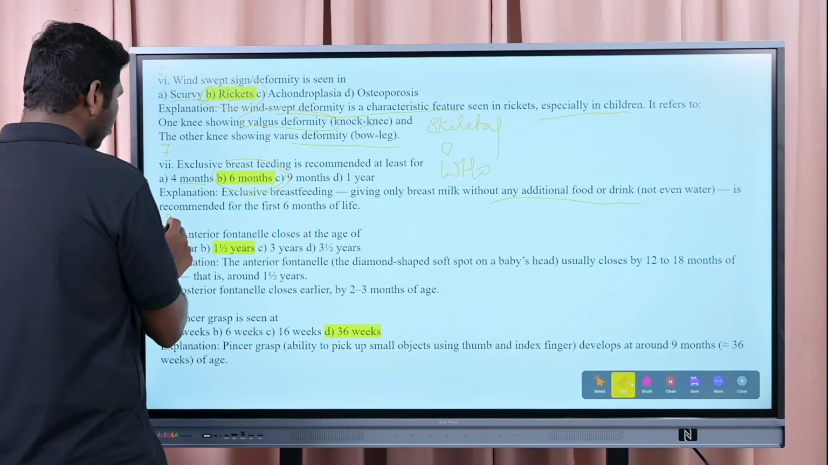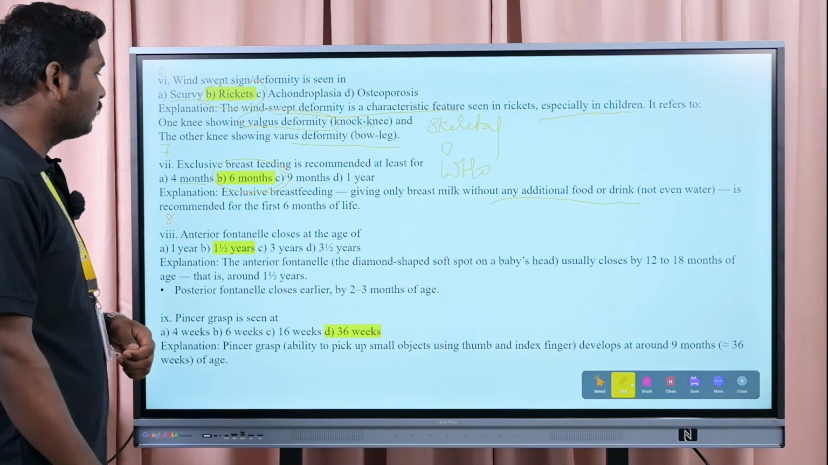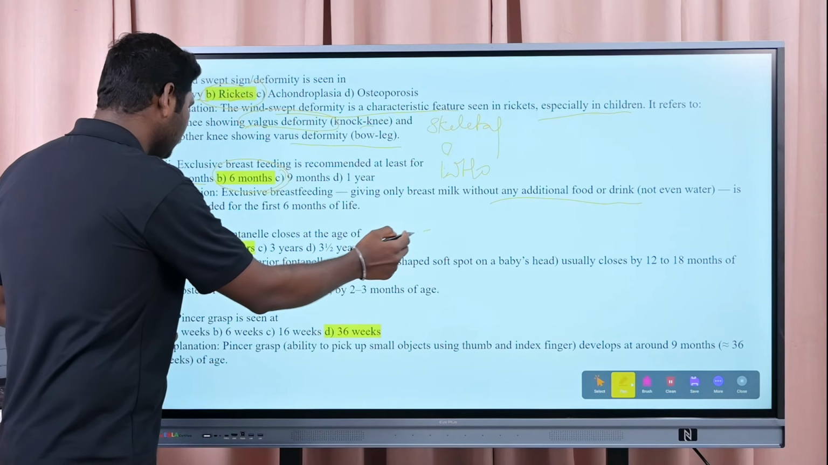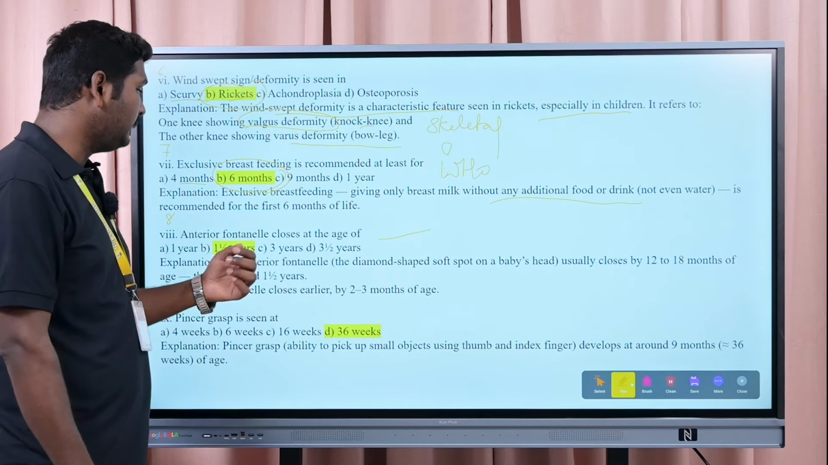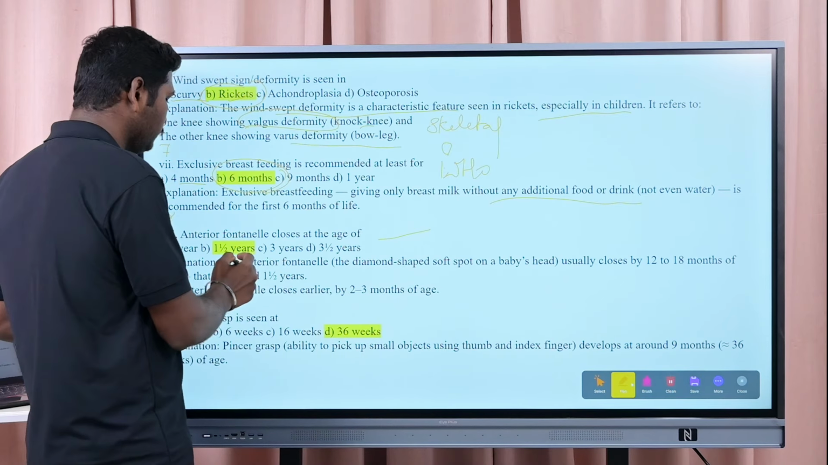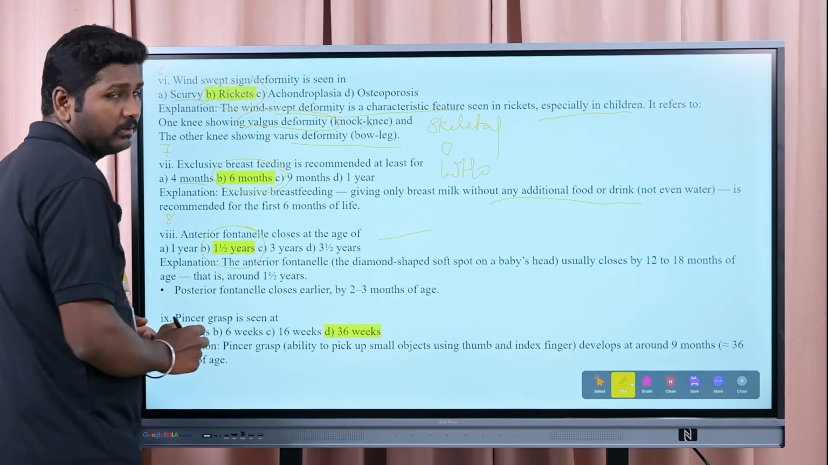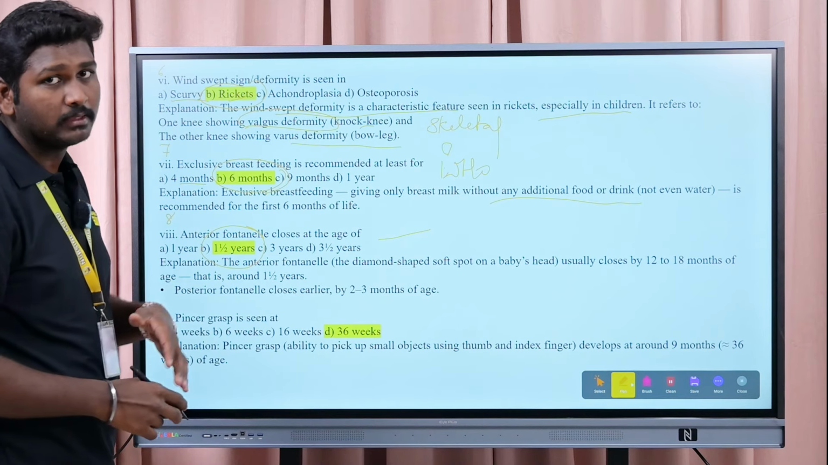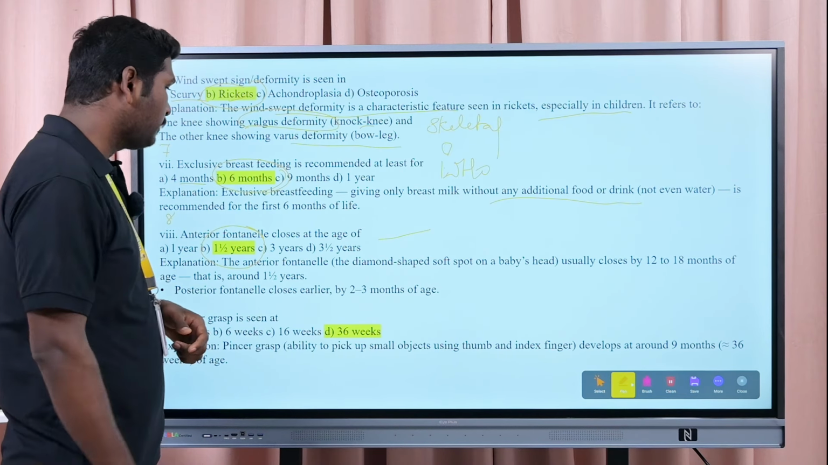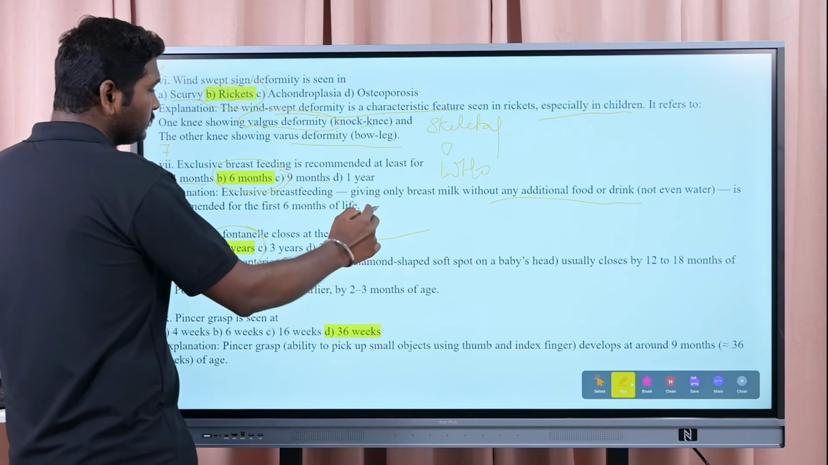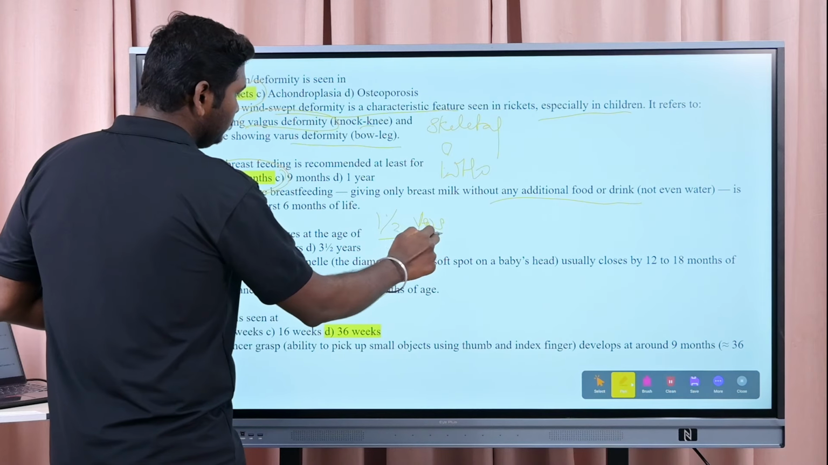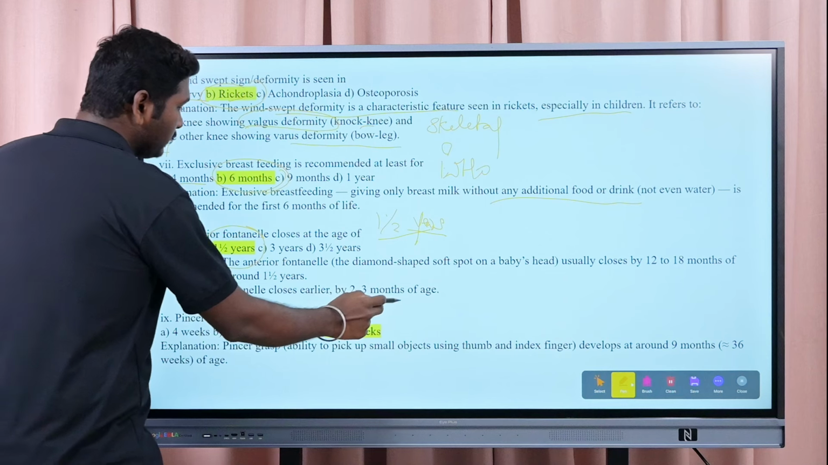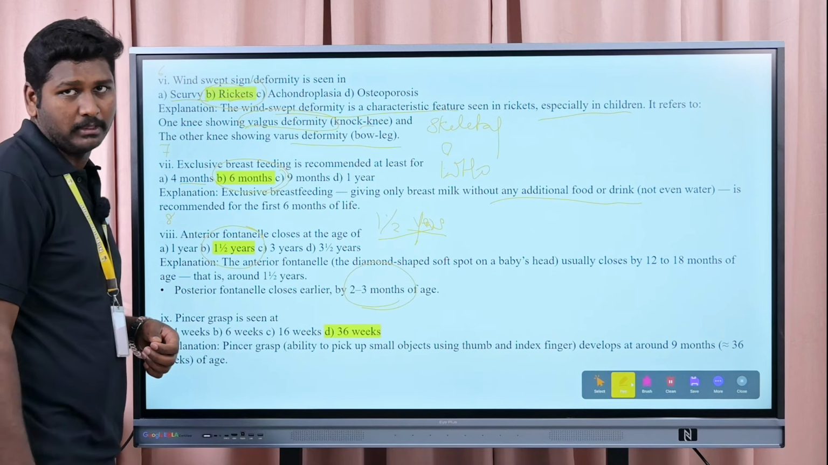Next is 8th question. Anterior fontanelle closes at the age of dash. A 1 year, B 1.5 years, C 3 years, and D 3.5 years. So what is the answer? 1.5 years. We all know the anterior fontanelle is present in the anterior part of the skull, so it should be closed within 1.5 years. Whereas the posterior fontanelle closes at 2 to 3 months.